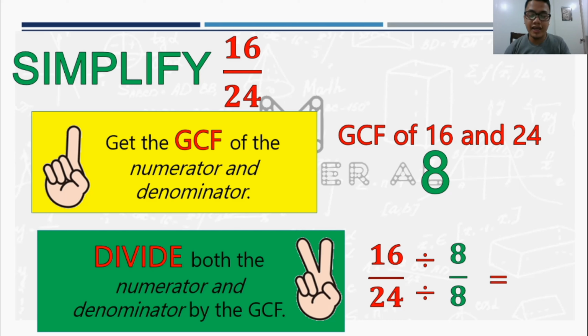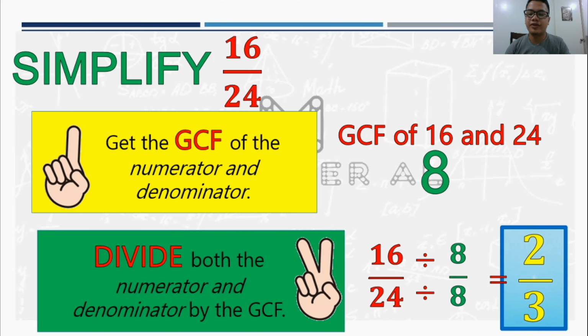So 16 by 8 will give us 2, and 24 by 8 will give us 3. So is it simplified already? Check it first. Yes, it's simplified already. Therefore, our final answer is 2 over 3.